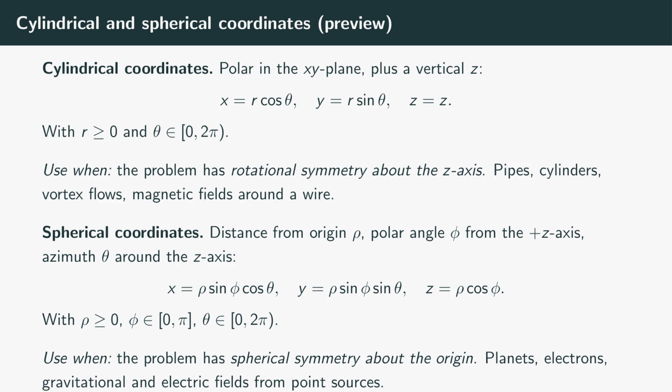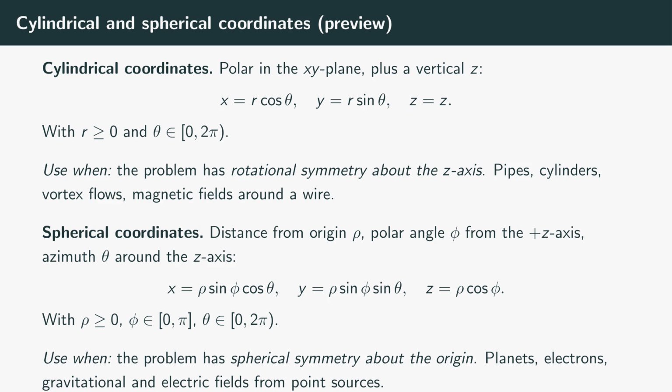Spherical coordinates use the distance from the origin ρ, a polar angle phi measured from the positive z-axis downward, and an azimuthal angle theta measured around the z-axis. The conversion formulas are x equals rho sine phi cosine theta, y equals rho sine phi sine theta, z equals rho cosine phi. The convention here is the standard one in math. Physicists sometimes swap phi and theta, so watch out when crossing textbooks.